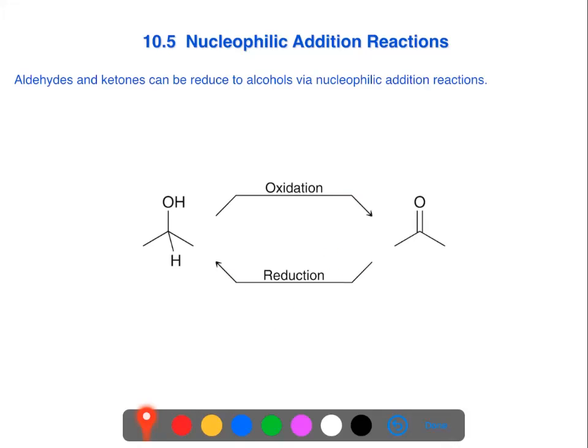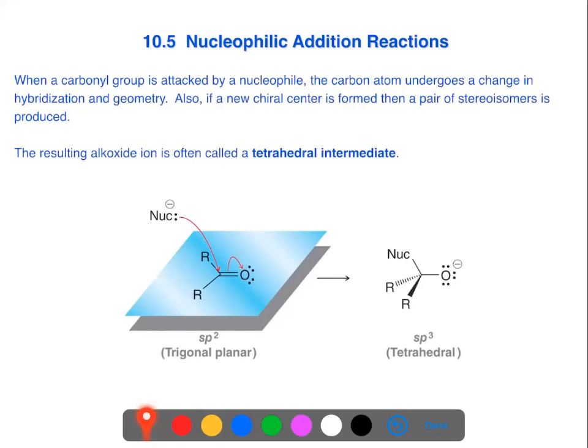And the main mechanism that we will look at to describe this reduction process is known as nucleophilic addition. Now, in nucleophilic addition, the carbonyl group is attacked by a nucleophile, and that carbon atom undergoes a change in geometry and hybridization. So as you can see in this figure, our carbonyl carbon is sp2 hybridized, and it takes on a trigonal planar geometry. Following nucleophilic attack, the hybridization of that carbon center will change from sp2 to sp3. Therefore, the geometry will also change. So we'll end up with this tetrahedral intermediate. And in this tetrahedral intermediate, as you can see, we generate an oxide from that original carbonyl-containing compound.